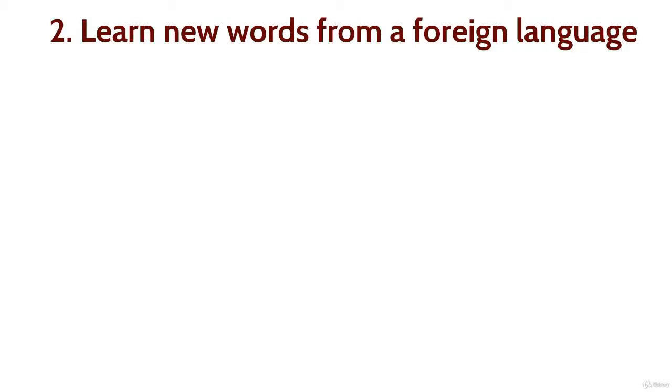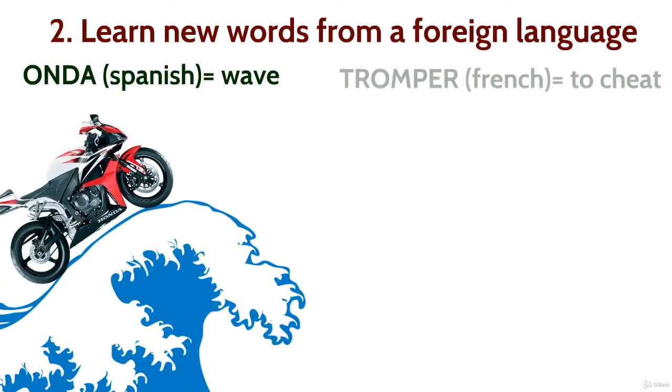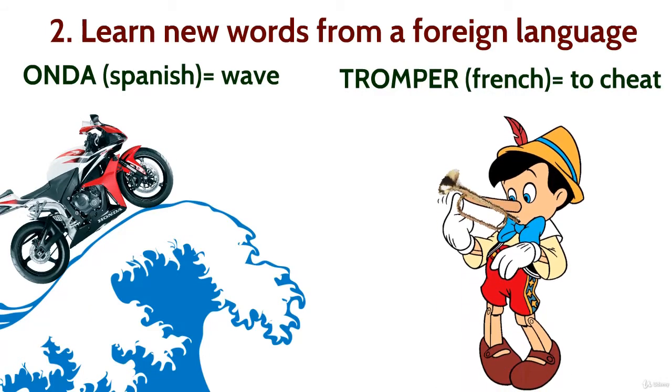and the new word. For example, the Spanish word onda means wave. You can associate it with a sound-alike Honda. Similarly, the French word trumpet means to cheat. You can associate it with the English word trumpet and a liar, Pinocchio.